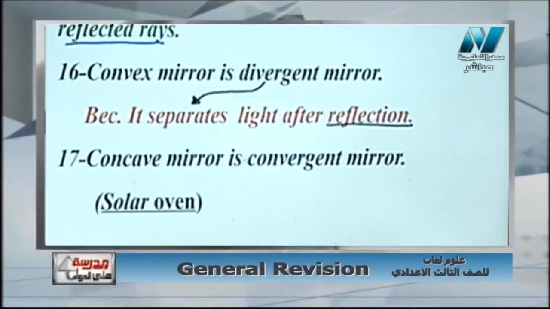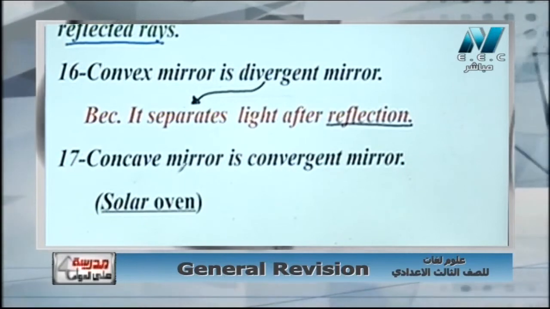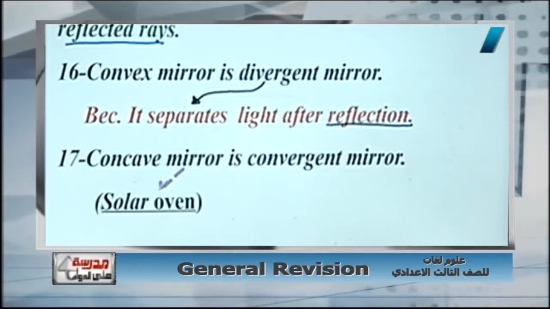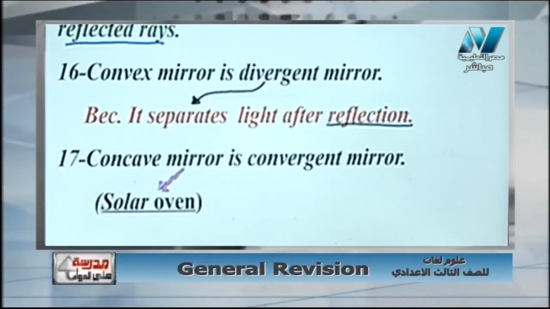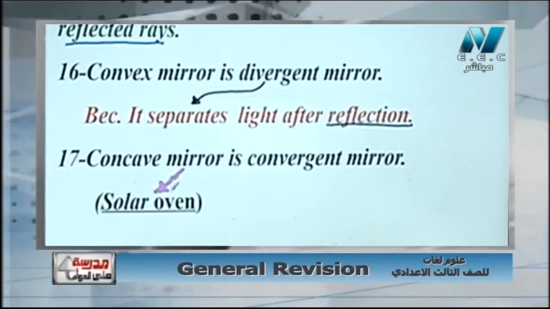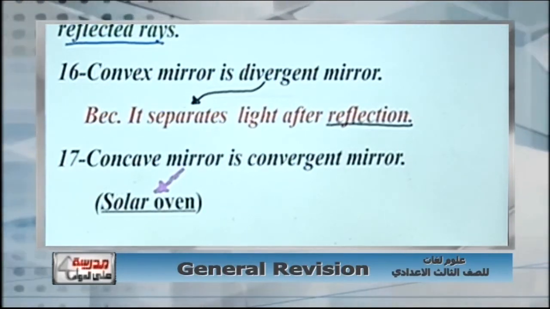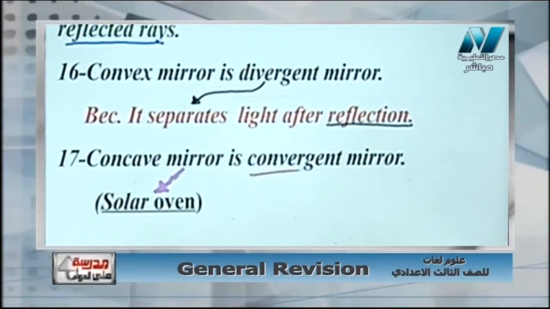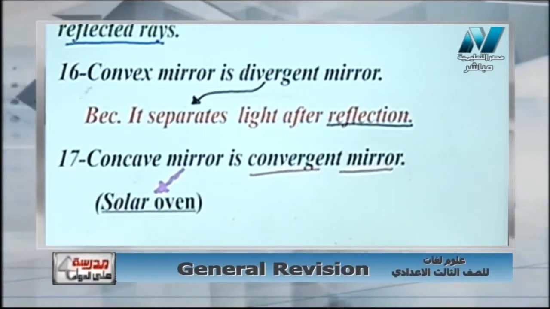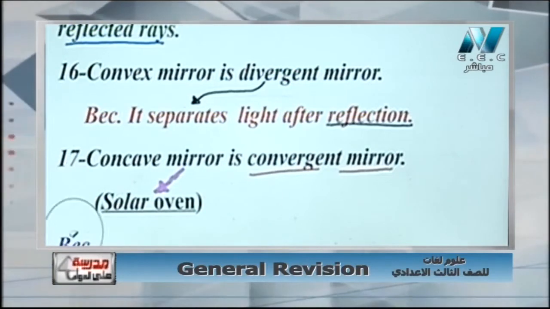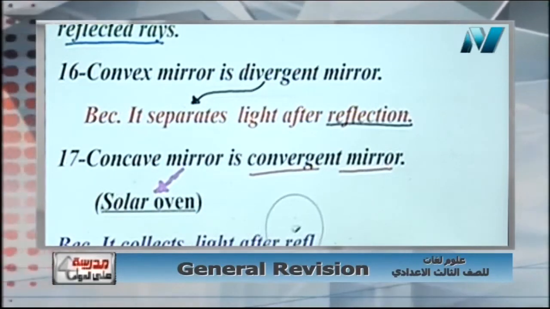Concave mirror is a convergent mirror, or concave mirror is used in a solar oven. We have two questions with the same answer. Both with the same answer. Here we have concave mirror is a convergent mirror. Of course we translate convergent and we translate mirror. Convergent means collecting. So because what? It collects light after reflection.